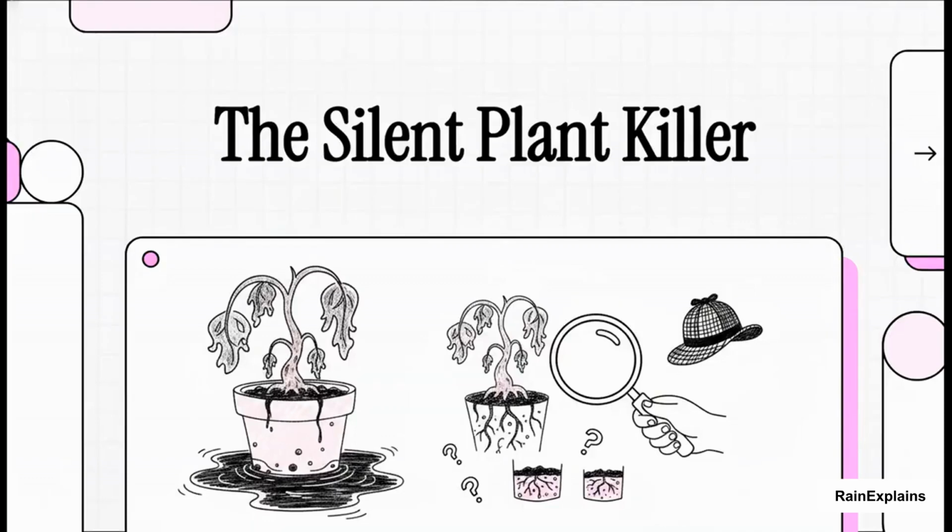Today, we're jumping straight into what I like to call a botanical true crime story. We're going to track down a silent killer that's probably lurking right beneath your plant's leaves as we speak. I mean, if you've ever watched a beloved houseplant or a garden shrub just slowly wither away despite your absolute best efforts, you know exactly how frustrating it is. But today, we're going to put on our detective hats and really look at the evidence.